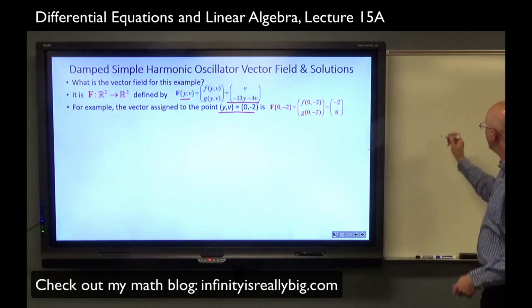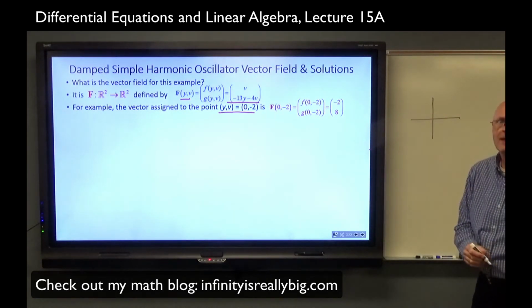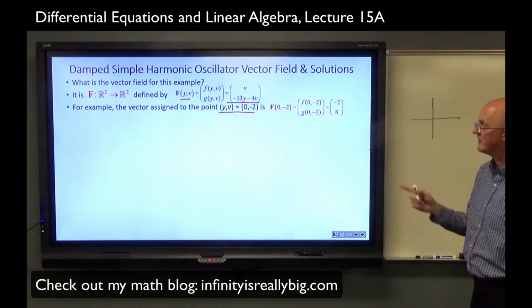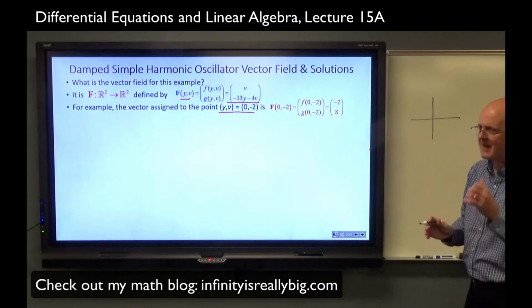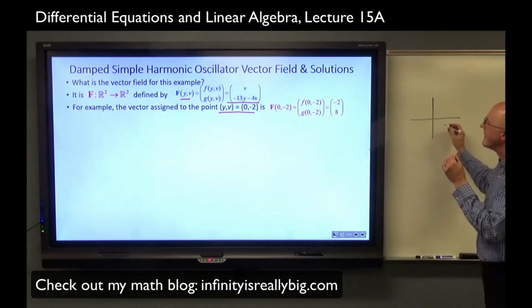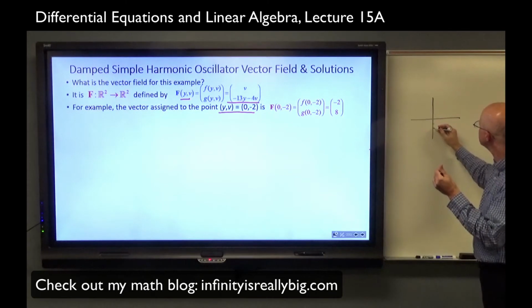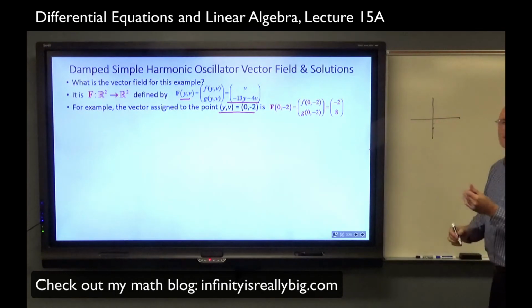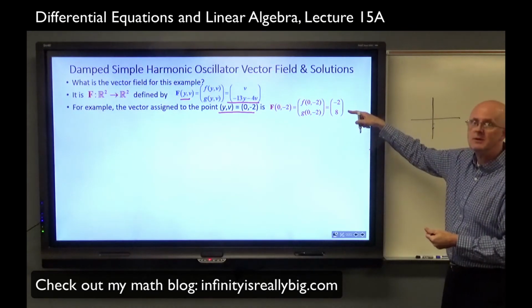Let me draw this on the board relatively accurately. Then I'm going to show you some computer output very soon. Some is accurate and some is not. You'll see what I mean when we get there. The point 0, negative 2 is this point right about there. The vector that would get attached to that would have its tail at that point, and has components negative 2 and 8.